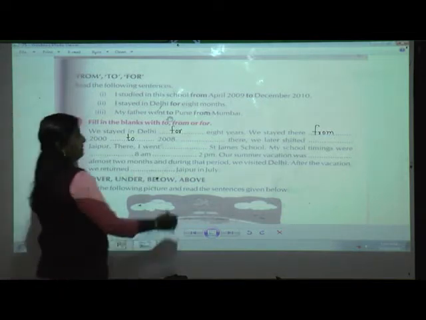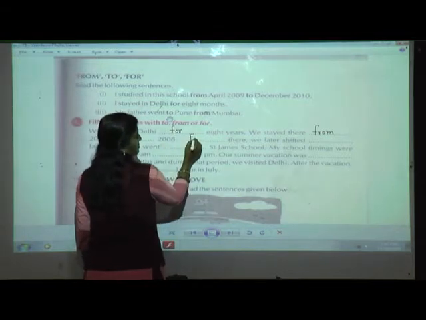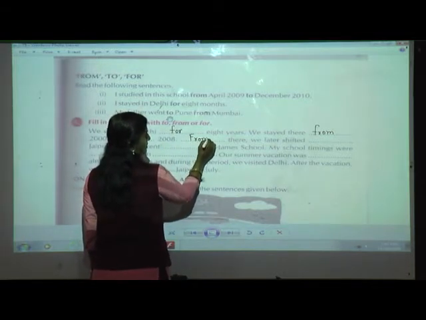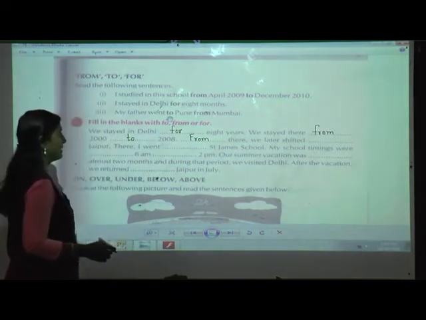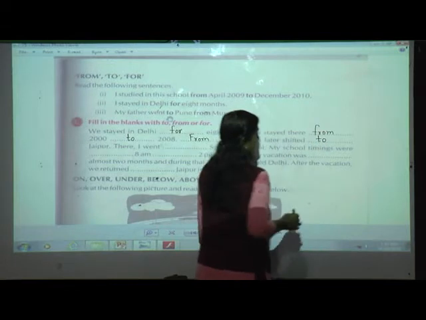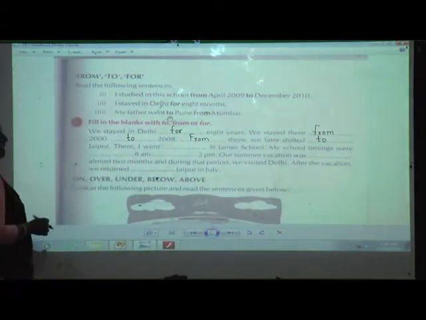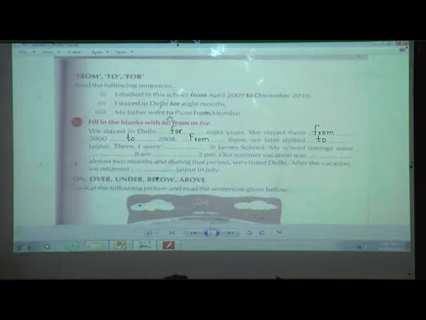Now, from there. Here we can see a full stop is there, so now I am going to use from. From there we later shifted. Which preposition will come? Yes, we shifted to Jaipur. Again I'll repeat. We stayed in Delhi for 8 years. We stayed there from 2000 to 2008. From there we later shifted to Jaipur.